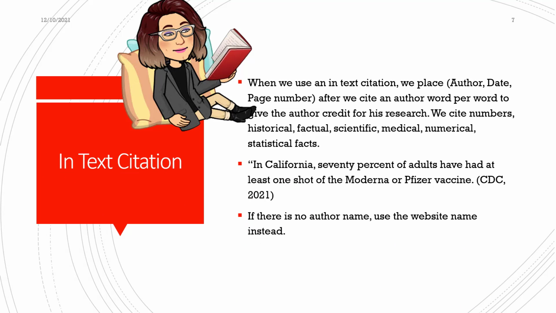When we use an in-text citation, we place author, date, page number after we cite an author word per word to give the author credit for his research. When we use APA, we cite numbers, historical, factual, scientific, medical, numerical, and statistical facts. Here's an example of a direct quote. In California, 70% of adults have had at least one shot of the Moderna or Pfizer vaccine. CDC 2021. So if there is no author name, use the website name instead.